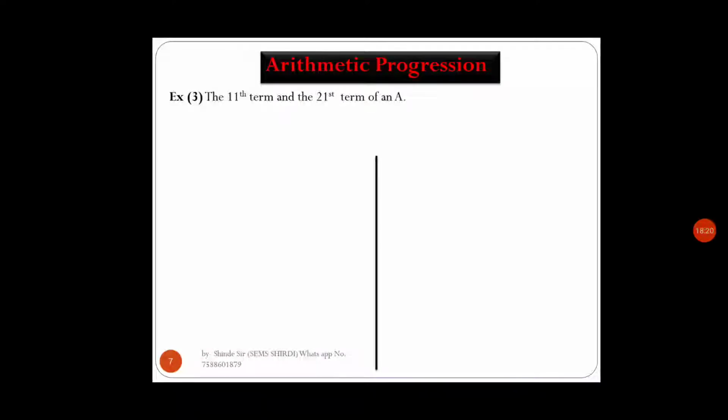Example number 3. The 11th term and the 21st term of an AP are 16 and 29 respectively. Then find the 41st term of the AP. Here we are not given the AP, we are given T11 and T21. By using this information we first find the AP and after that we find T41. Now let us see the solution.